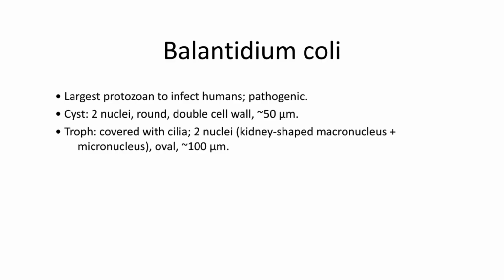It is pathogenic. Its cyst is round, has 2 nuclei, a double cell wall, and is about 50 micrometers in size. The trophozoite is completely covered with cilia, has 2 nuclei, 1 large kidney bean-shaped macronucleus and 1 small round micronucleus, is oval in shape, and measures about 100 micrometers.